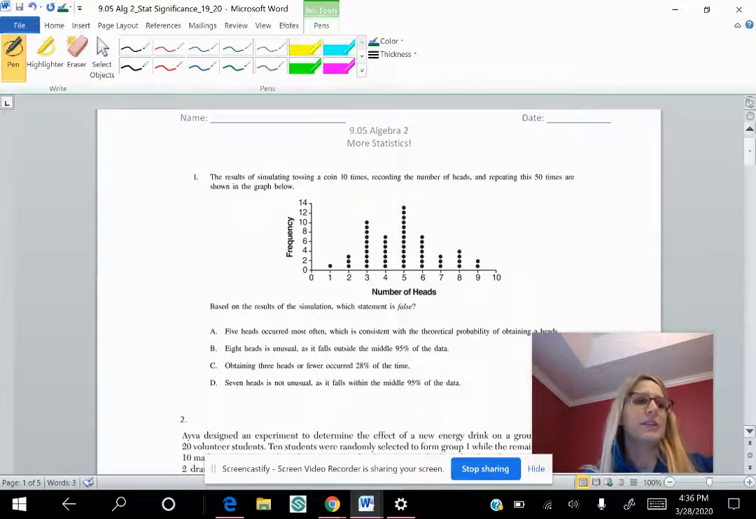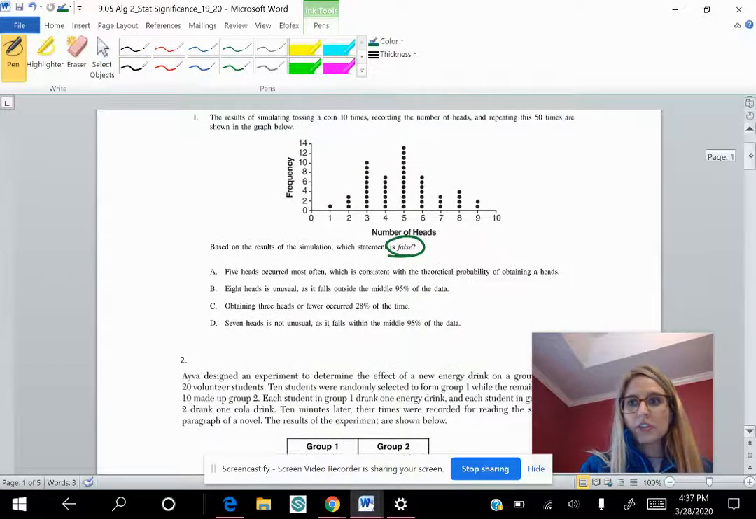We are on 9.05, which is going to wrap up our statistics unit for us at this point. Number 1 says you're shown results of a simulation where you tossed a coin 10 times and recorded the number of heads. You repeated that 50 times, as shown in this graph. If you counted all of those little dots, there should be 50 of them. Based on the results of the simulation, which statement is false?